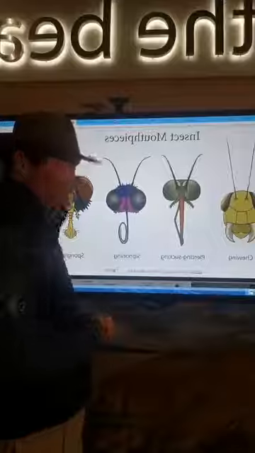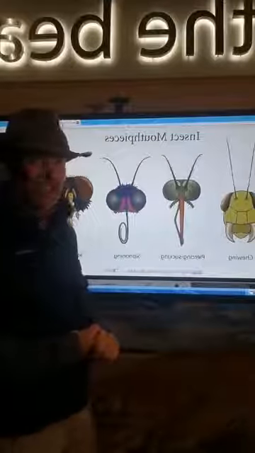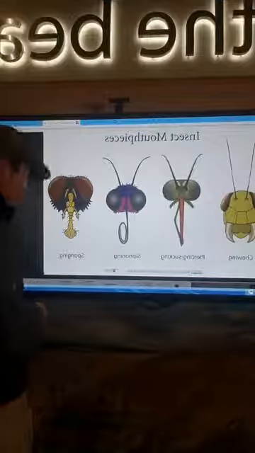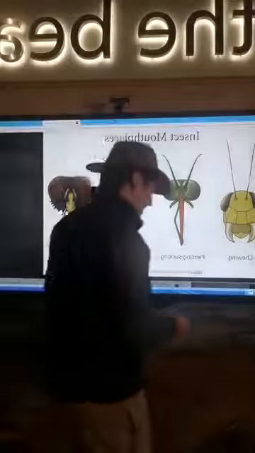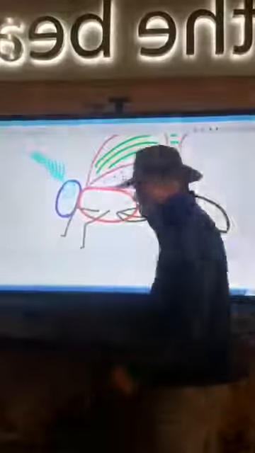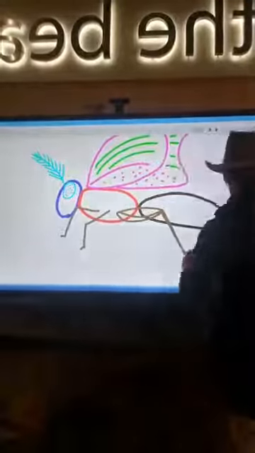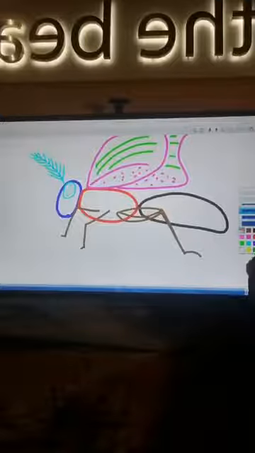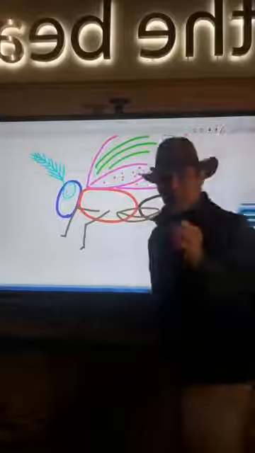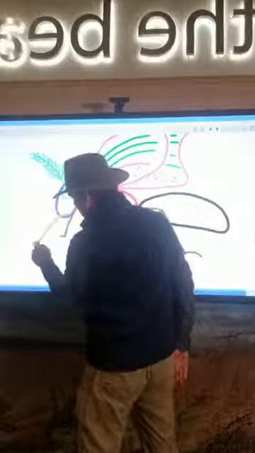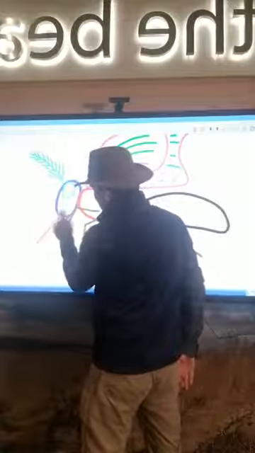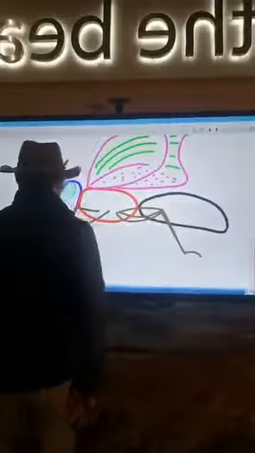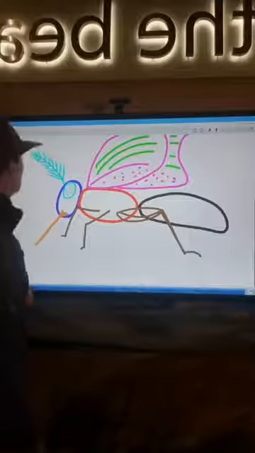Now, which one of these do we like the best? I don't know. I'm kind of partial to this sponging mouth part, or the mosquito. Mosquitoes are always cool. Let's do the mosquito. We're going to do a piercing, sucking mouth part. So we need to have a very long... There we go. There's our piercing mouth part.